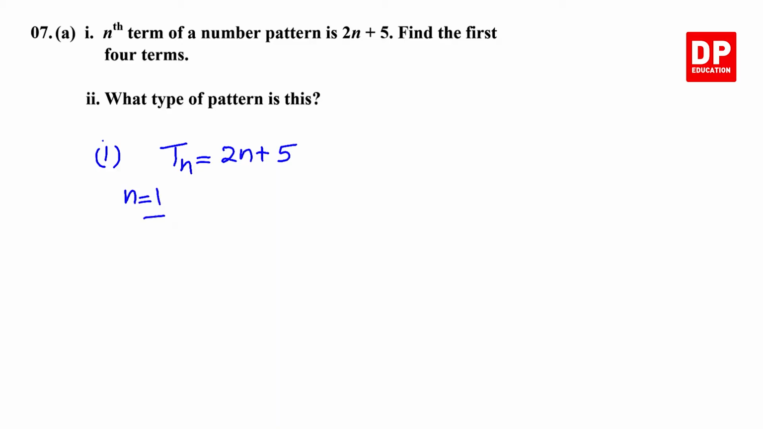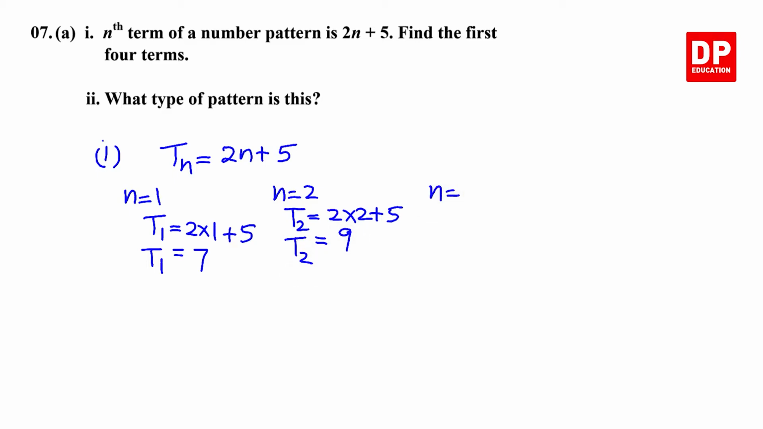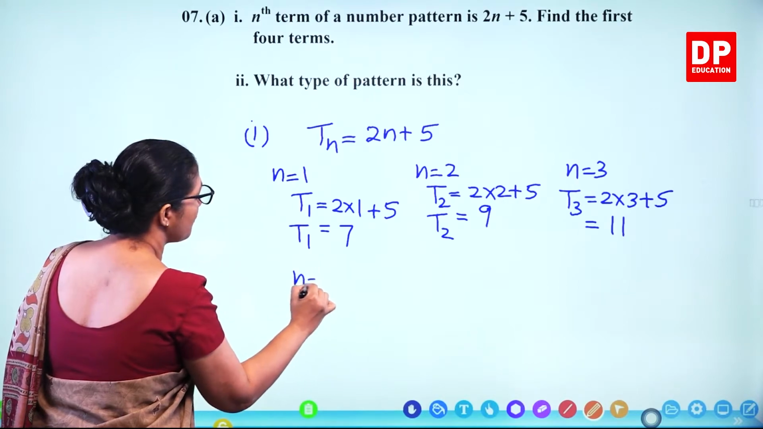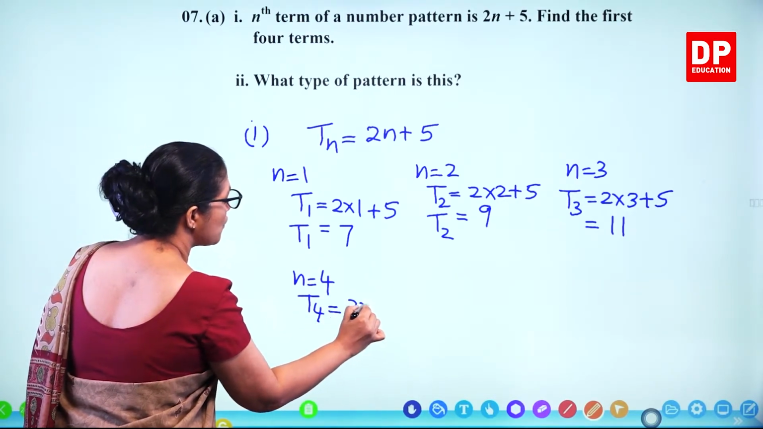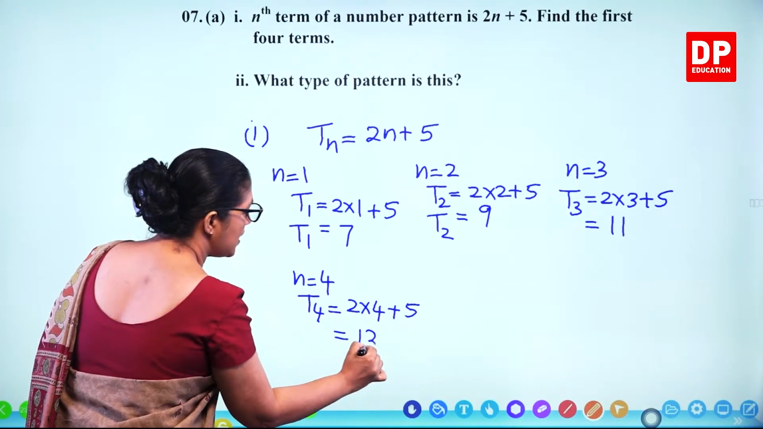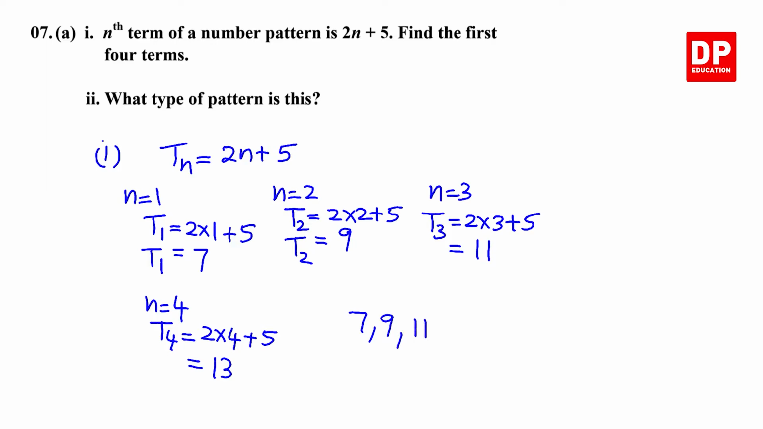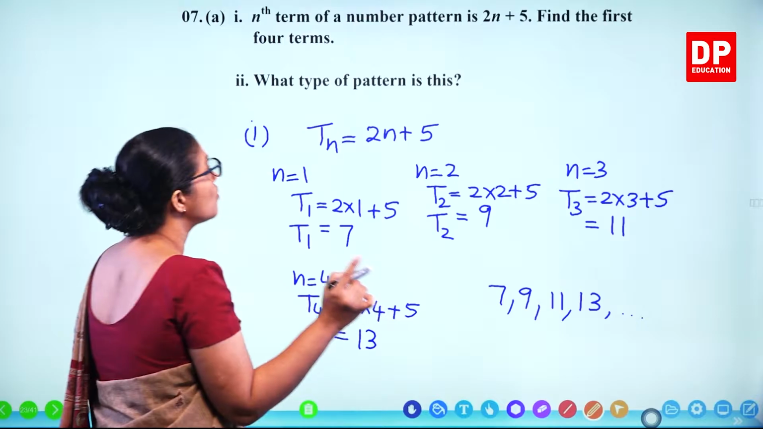N equals 1. So you get T1 equals 2 times 1 plus 5. That's 2 plus 5, 7. That's the first term. N equals 2. That's T2 you are getting. 2 times 2 plus 5. 4 plus 5, 9. Second term is 9. N equals 3. That's T3 equals 2 times 3, 6 plus 5, 11. And n equals 4. T4 you are getting 2 times 4 plus 5, 8 plus 5, 13. So the first 4 terms you get 7, 9, 11, 13. Those are the 4 terms.